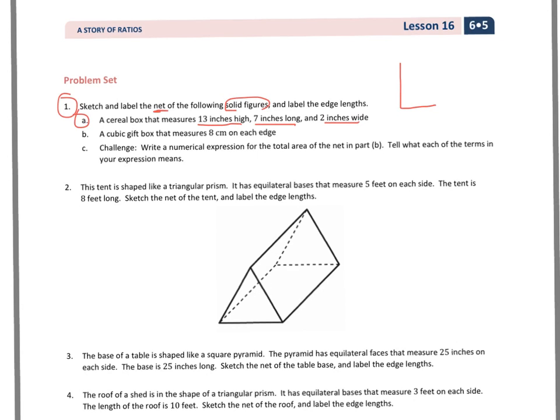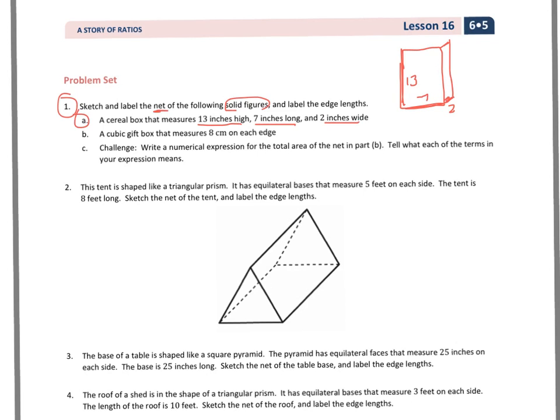And I'm going to label this. So there's my 13 by 7. And now it's 2 inches wide. So I'm going to go back 2. That's the side of the box. So I got this at 7, this at 13, and this at 2.